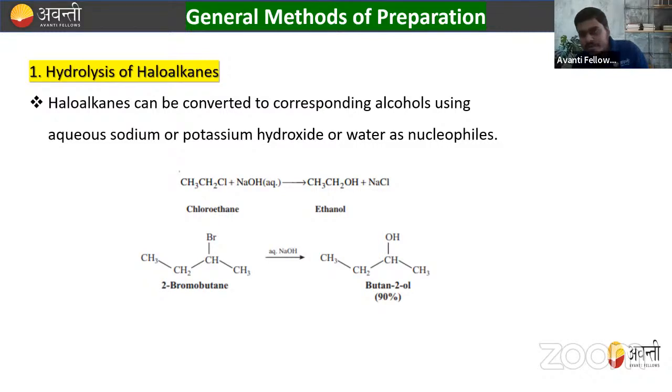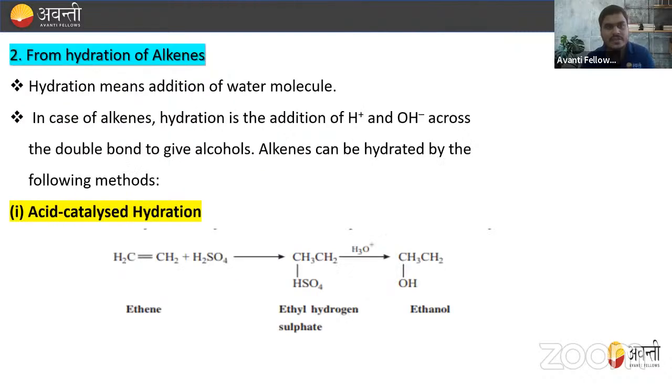Anyone having any kind of doubt related to this method of preparation? Does anyone have any doubt so far? Ask once. Is it clear? How will you prepare alcohol by using hydrolysis of haloalkane? Is it clear to everyone? Okay, so this is the hydrolysis of haloalkanes.